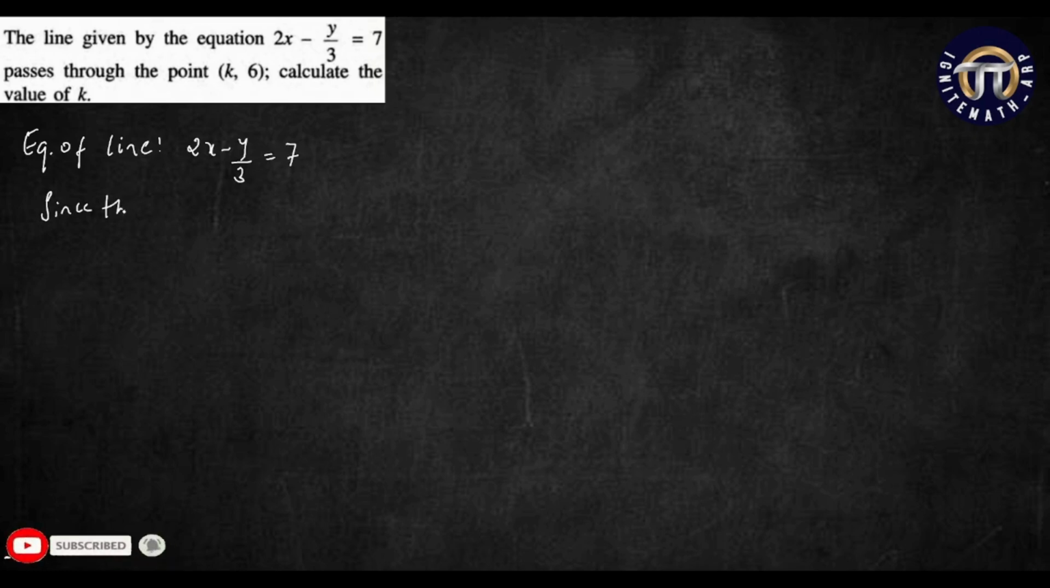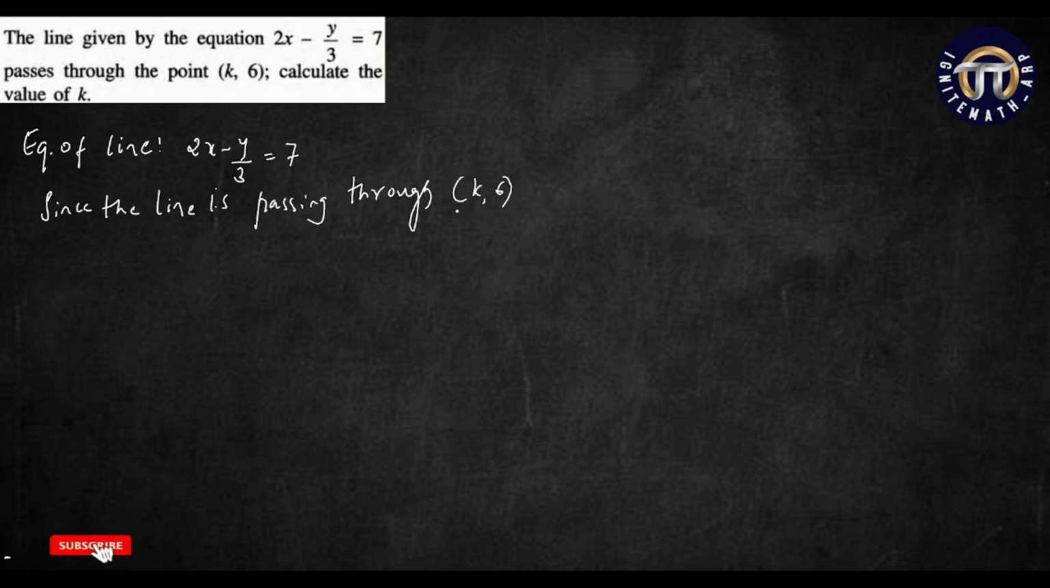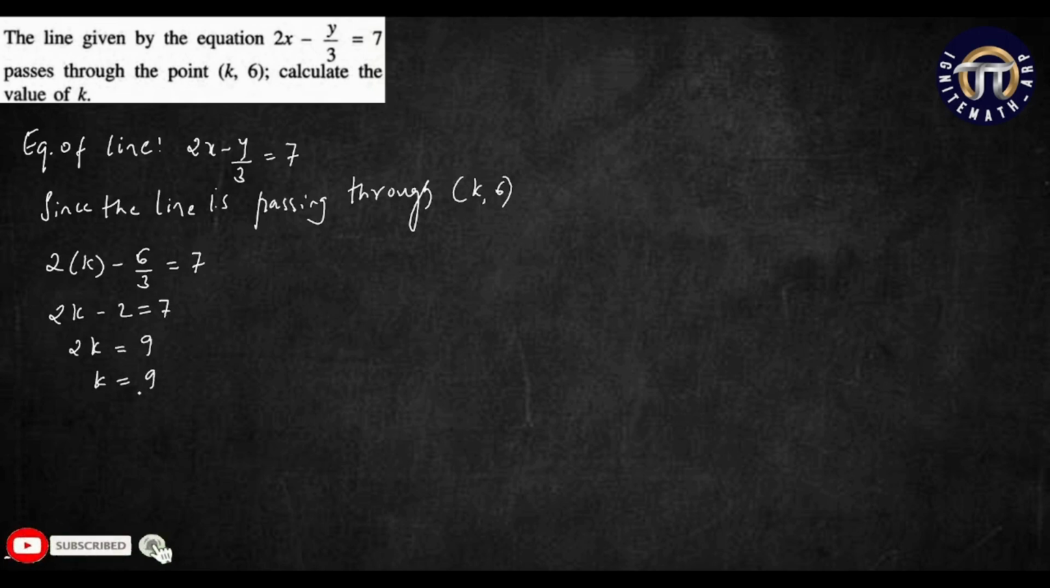Since it is already given to you that the line is passing through the point k comma 6, I can write 2 into k minus y is how much? 6 by 3 is equal to 7. So I get 2k minus 2 is equal to 7. 2k is equal to 9. K is equal to 9 by 2 and k is equal to 4 1 by 2. Clear, children? So I have found out the value of k over here.